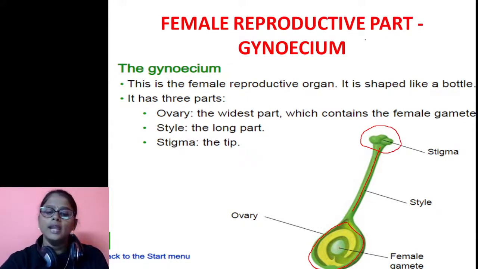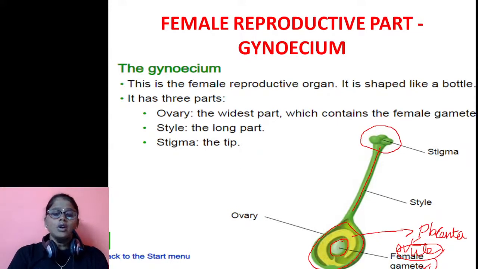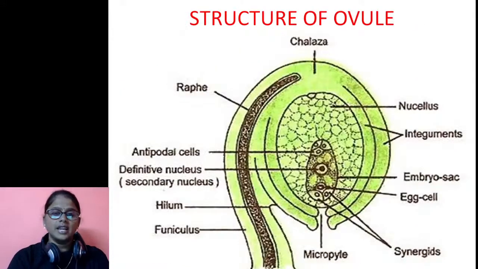Inside the ovary there is a soft tissue structure called the placenta. In the placenta, the ovules are embedded. So the placenta is the inner structure of the ovary, and the ovules attach to it. This ovule is called the female gamete. You can see the ovule present in the placenta. Now we are going to study in detail the structure of the ovule.